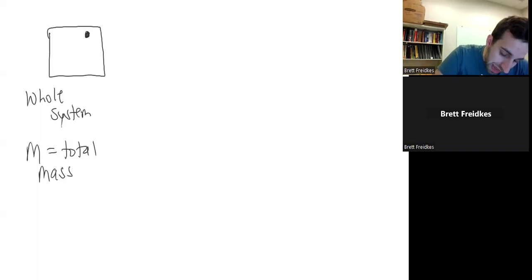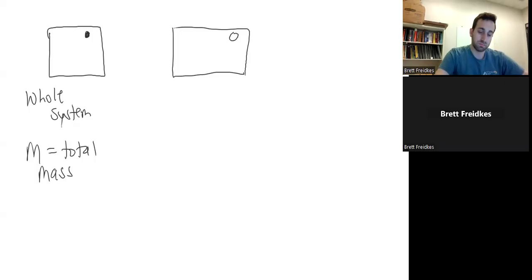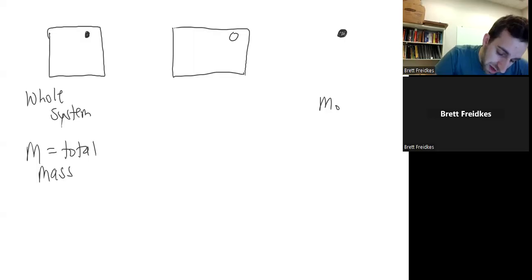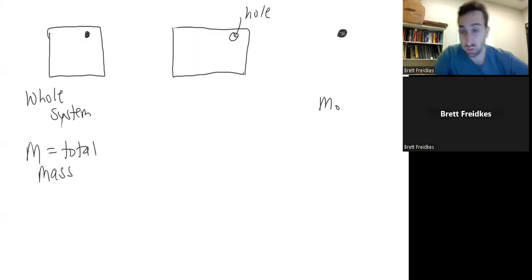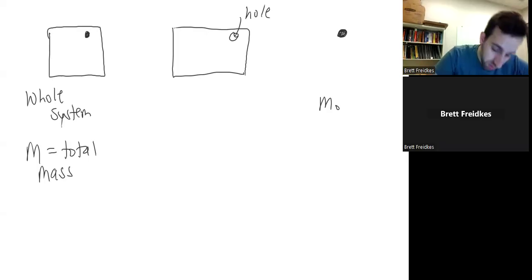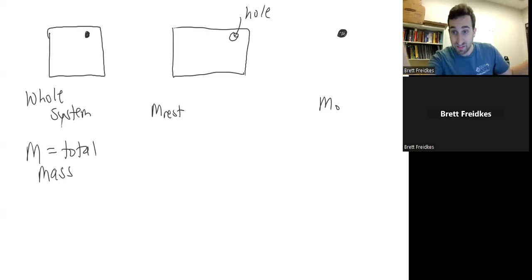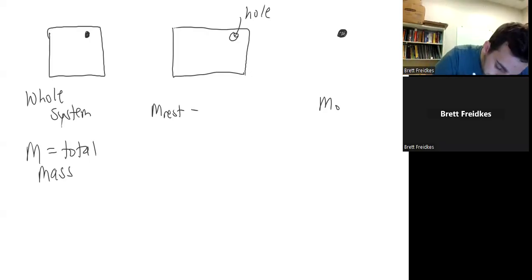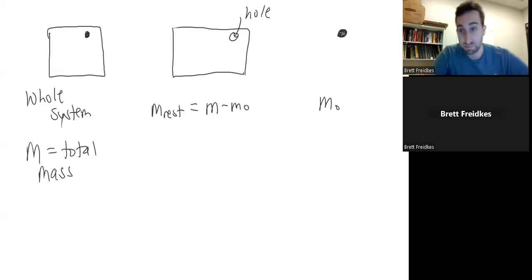Now let's say I just look at the box without the mass, and we'll also look at just the mass. So just the mass is m naught. We know the mass of that object, that point mass. If this is the rest of the box, and this is, let's say, a hole, we're not including that point mass in this. I call this in the notes m rest, which is basically saying the rest of the mass. That's going to end up being m minus m naught. The total mass minus the point mass gives us the rest of the mass of our machine or of our system.